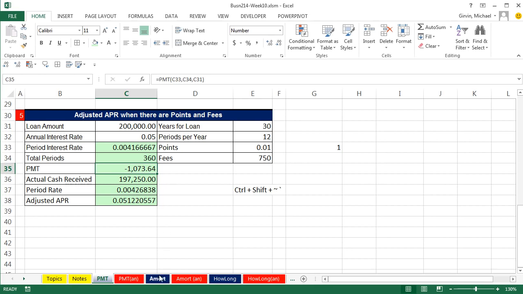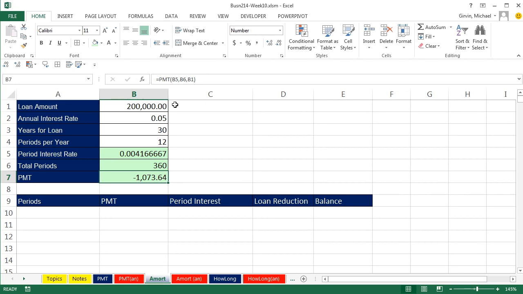Now, our next example, we want to go over to the sheet amortization, because that $1,073, when we send it into the bank, part of it gets used up as interest, and part of it is a reduction of our loan. So let's go over and build an amortization table. I'm going to click on the sheet amortization. Here's our details, and there's our PMT.